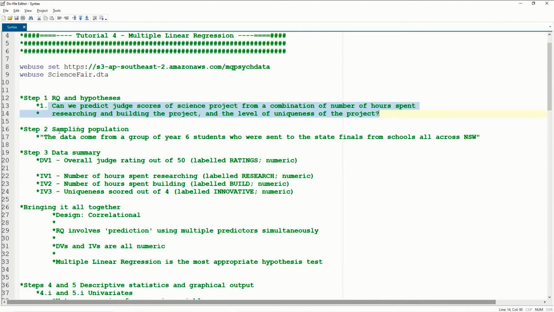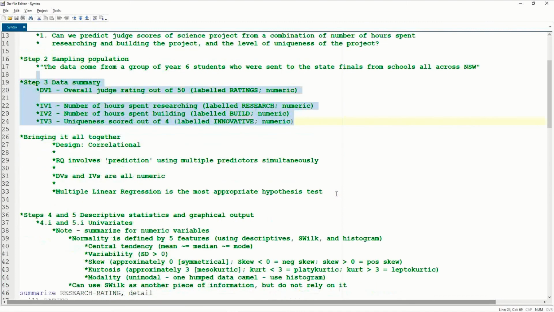It's the same sampling population from last week, so it's our Year 6 students. And it's the same data structure, so we haven't got any new variables. Now, bring it all together. The design is still correlational, we're not manipulating anything. The research question involves prediction, but now we're using multiple predictors simultaneously.